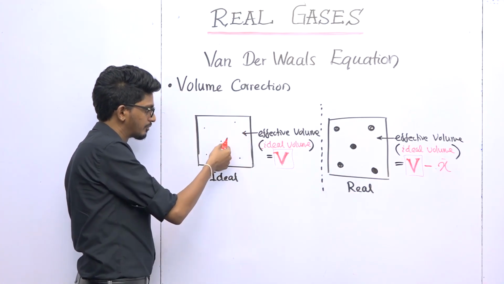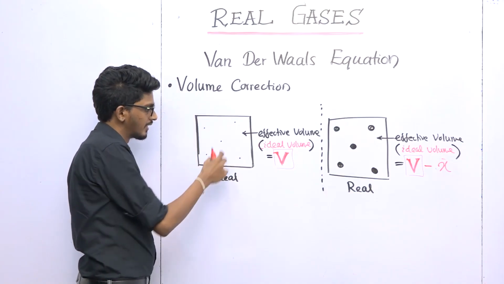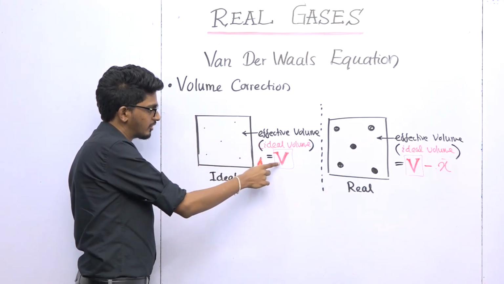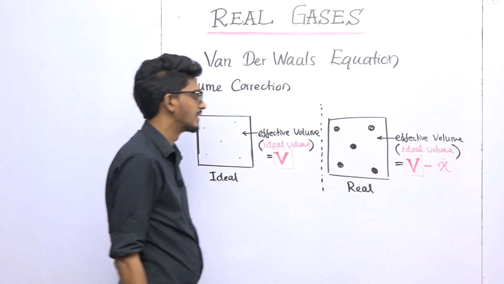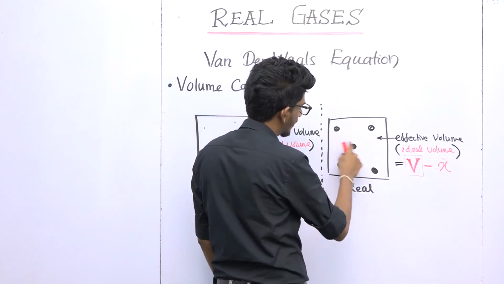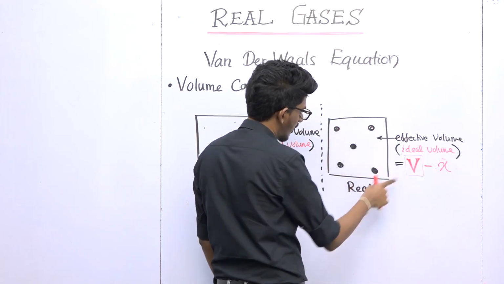Since ideal gas molecules do not occupy any space, the available space to move is equal to V. But here, real gas molecules take some space of your vessel.